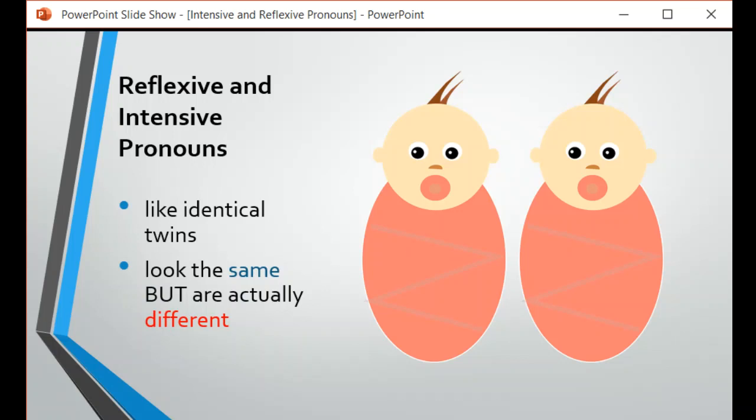Magkaiba sila. Magkaiba ng ginagawa sa sentences. Kahit magkapareho sila ng itsura, magkaiba naman yung mga role na pinaperform nila sa mga sentences na ginagamit natin.